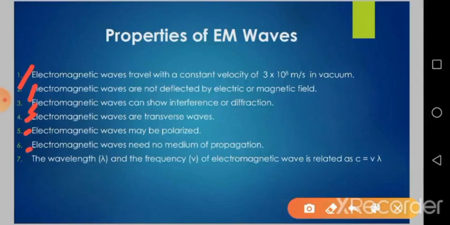Then electromagnetic waves need no medium of propagation, so they can even travel in vacuum. And the last one, the wavelength lambda and the frequency v of the electromagnetic waves are related as c equals v into lambda, where c is the velocity of the wave. So this is regarding the basic properties of electromagnetic waves.